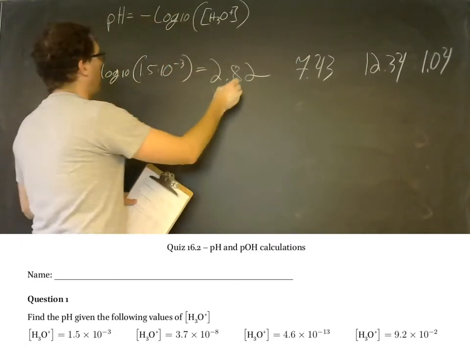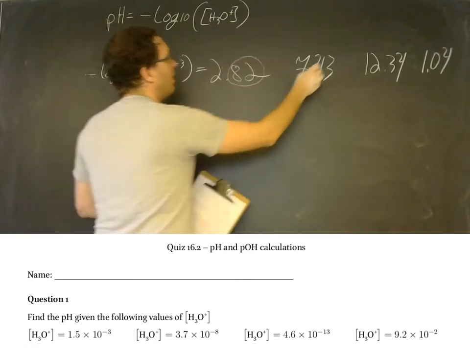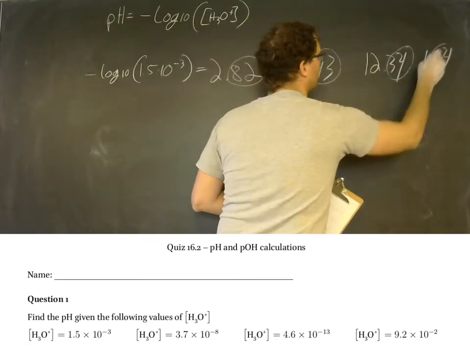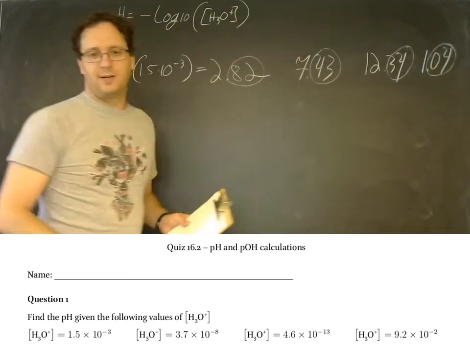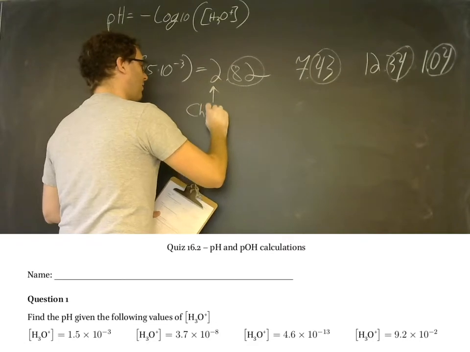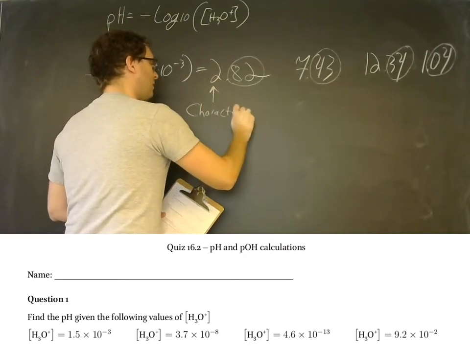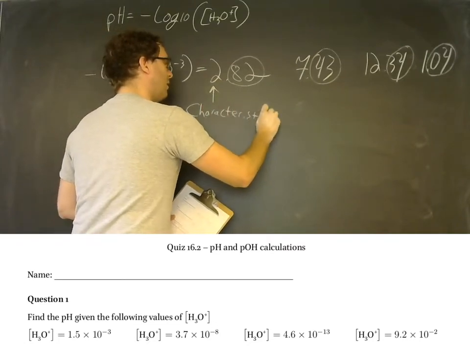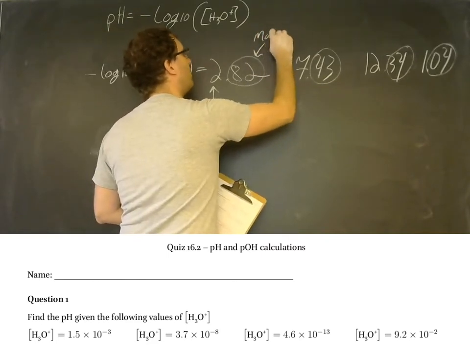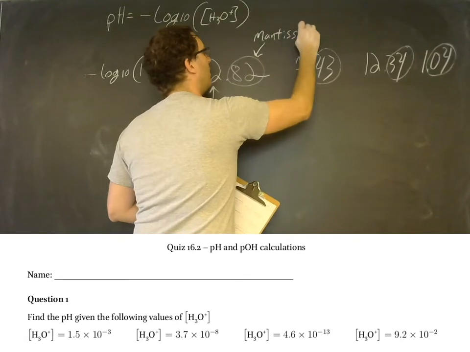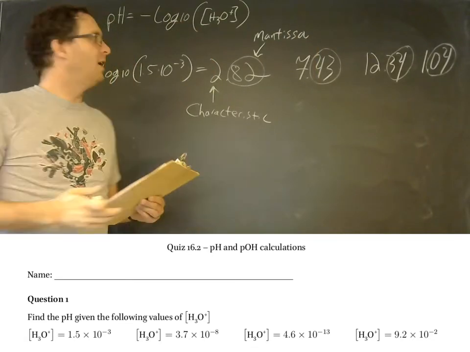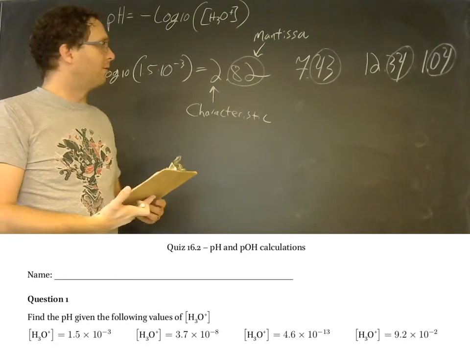The numbers after the decimal are considered significant. The numbers in front of the decimal are not. In fact, there are fancy names for these. This is called the characteristic. And then this one has a great name. This is called the mantissa. So now you can impress your mathematician friends that you know the lingo regarding logarithms.